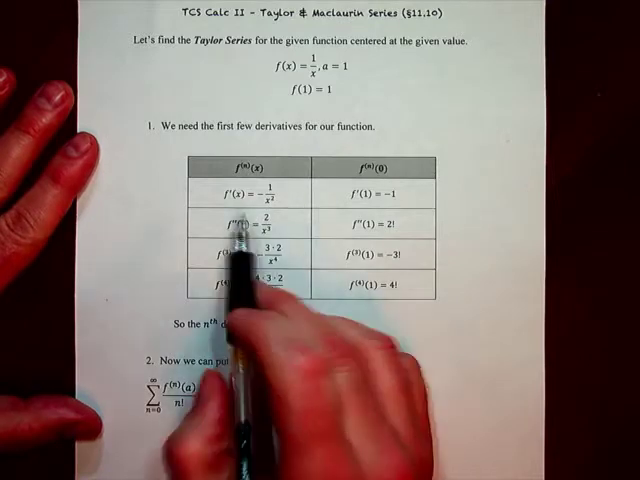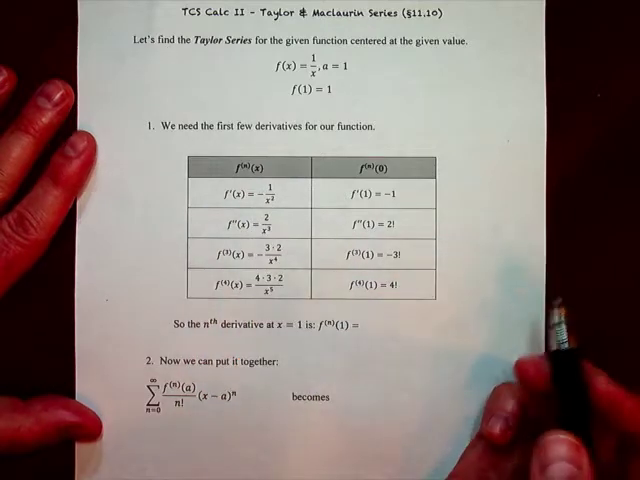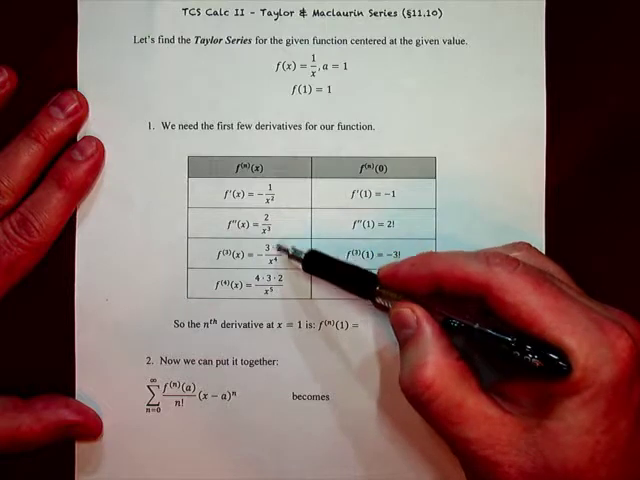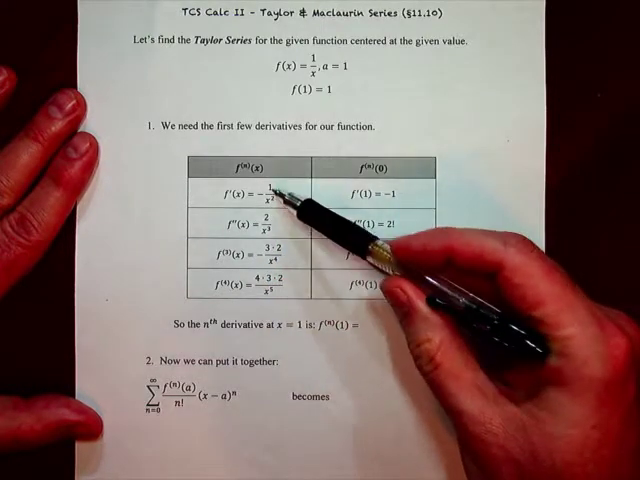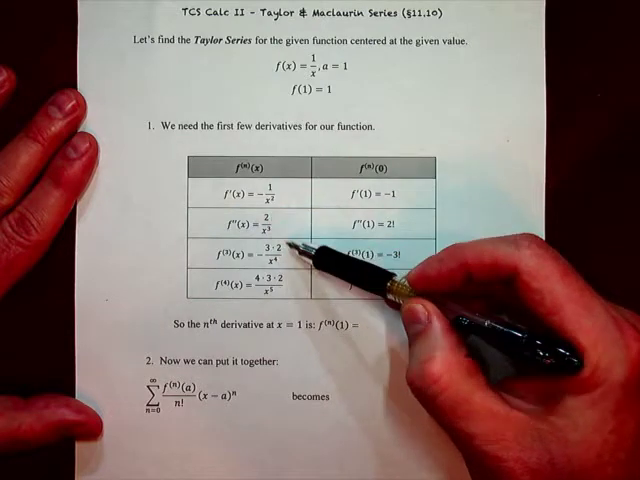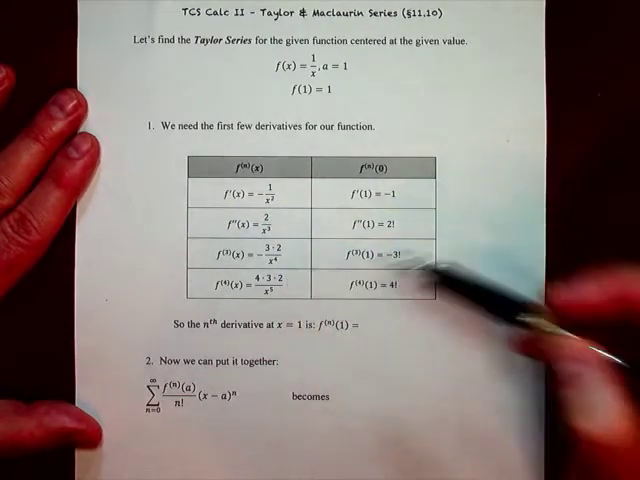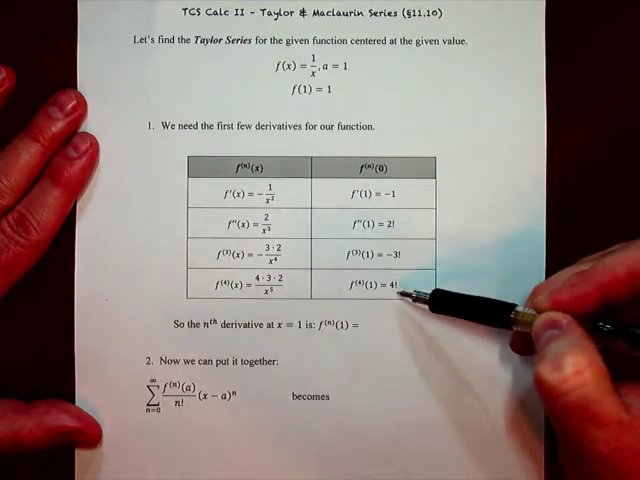So, first derivative of x to the negative 1 is negative 1 x to the negative 2, or negative 1 over x squared. And of course, what you see here is when you take successive derivatives, you're going to start getting factorials in the numerator. This is 1 factorial, this is 2 factorial, this is 3 factorial, this is 4 factorial, okay? And of course they alternate back and forth, negative, positive, negative, positive.